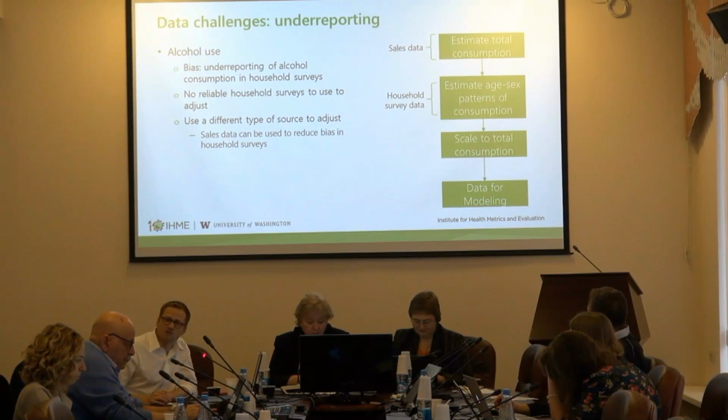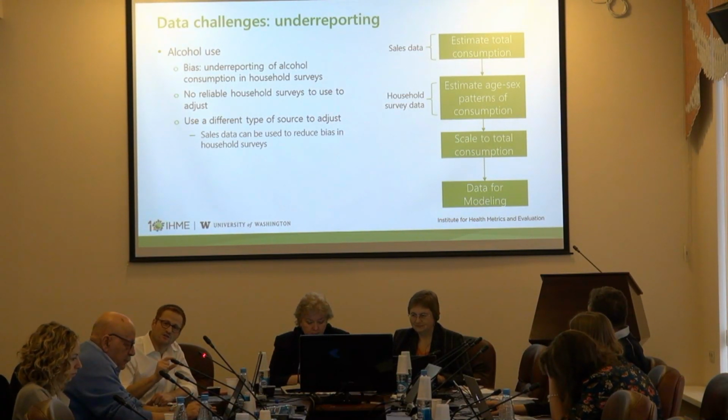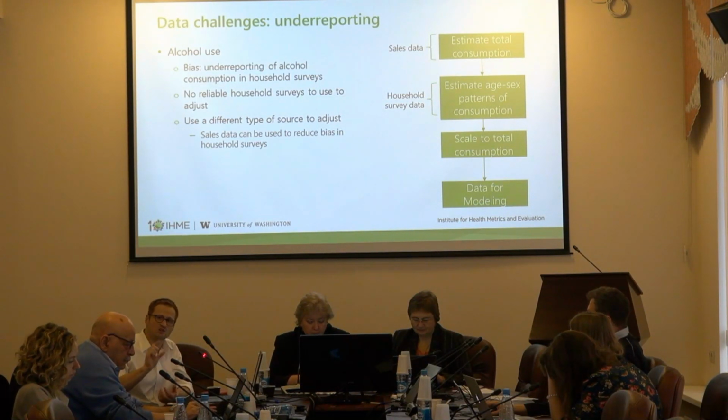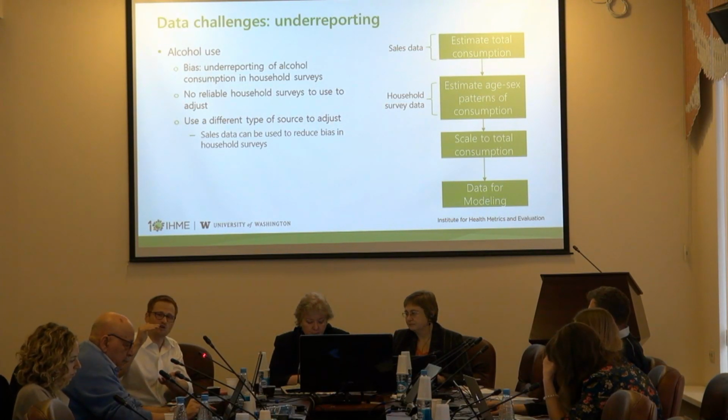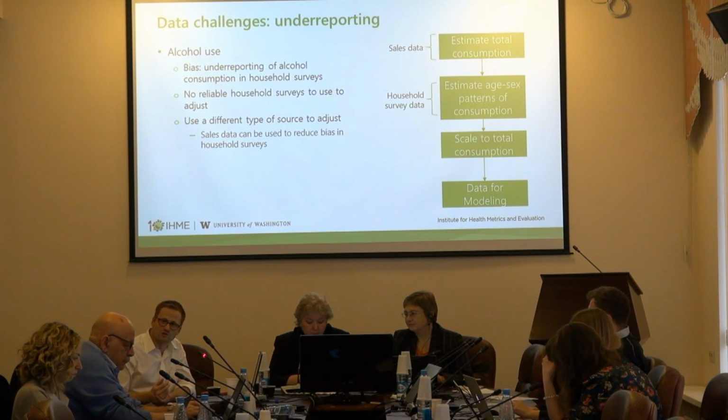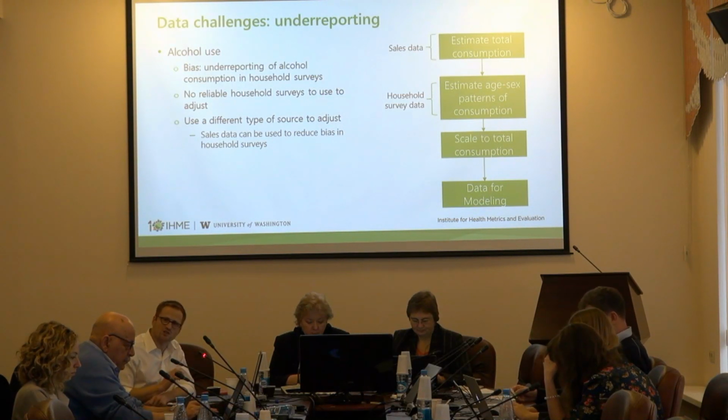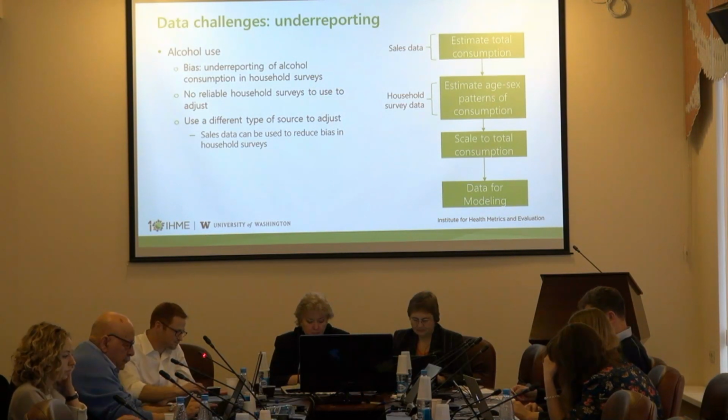Similarly, people tend to underreport alcohol consumption, so we actually have information on sales and production that we can use as an envelope, and we can adjust consumption patterns to actually say, we know there's X amount of alcohol consumed in this country, so we have to inflate underreporting to fill that amount of production. So there's a number of adjustments that go into these data to account for these biases.